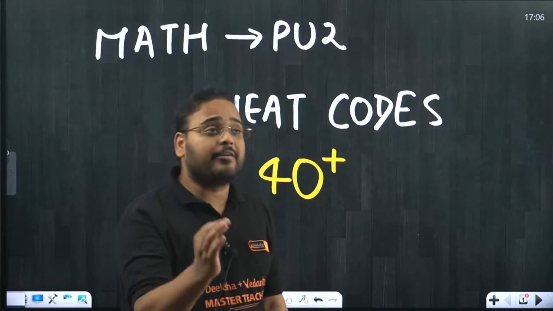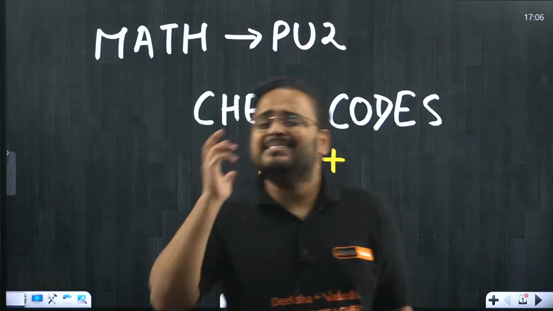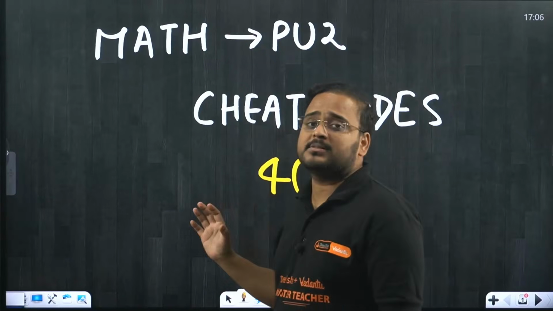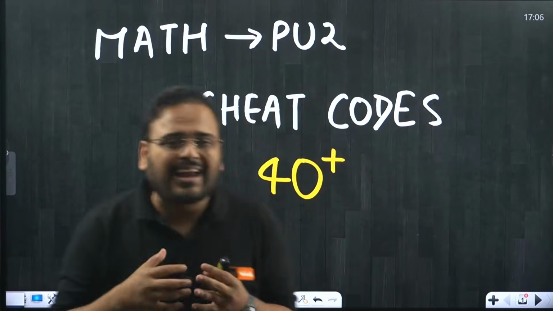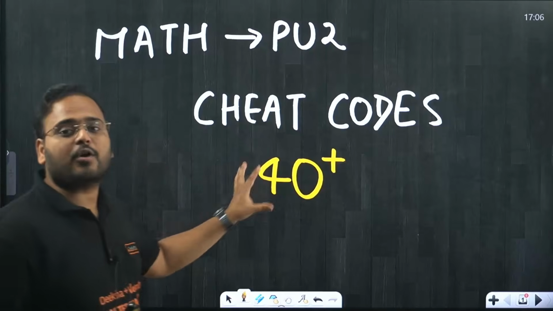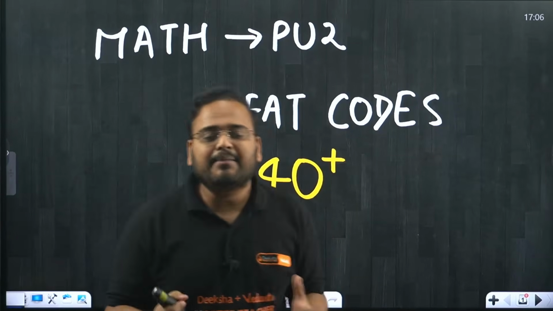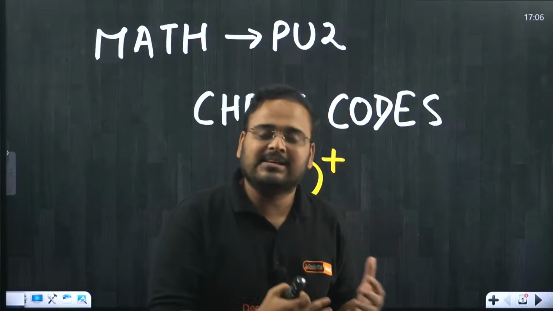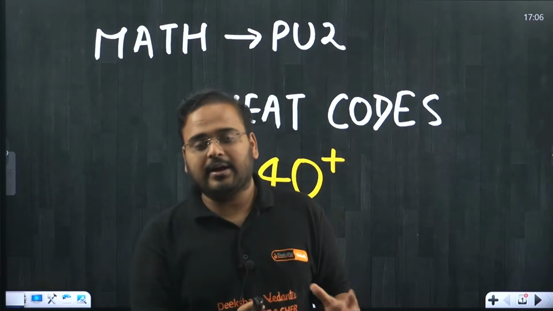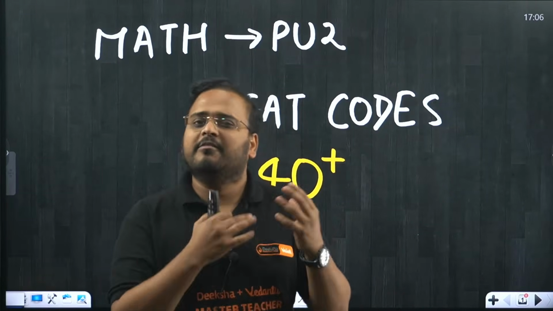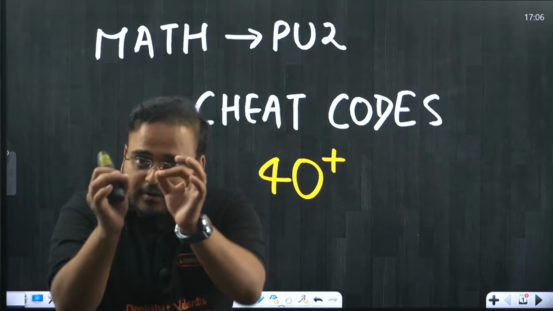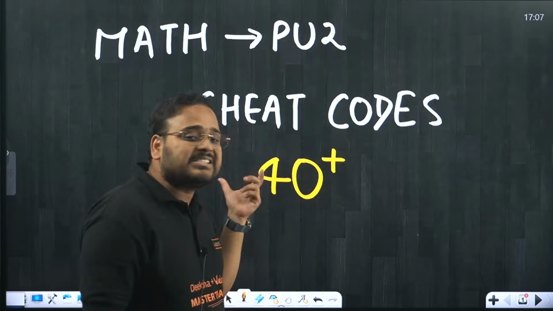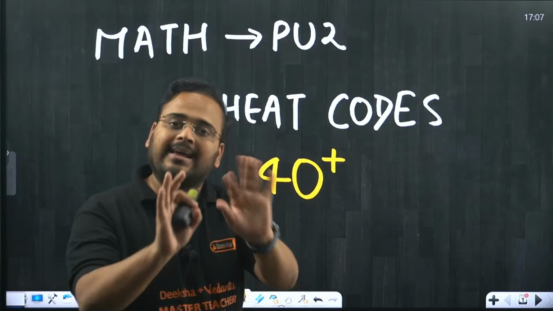I'm here today to give you some cheat codes, meaning direct insights into your PU2 papers. What can we expect, and how can we at least safely score 40 to 50 marks? I understand many of you are still struggling and find difficulty in mathematics at places, and you still want to get a safe score of 50 plus marks, 60 plus marks. So out of that 50, 60 marks, how can we safely score 40 plus guaranteed?